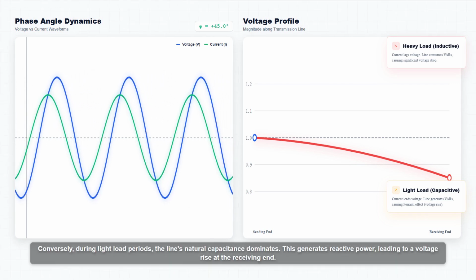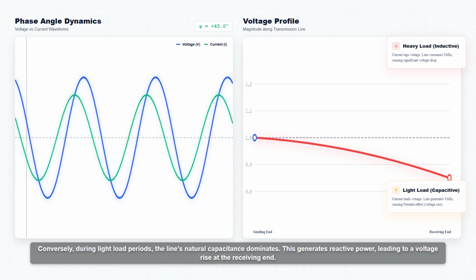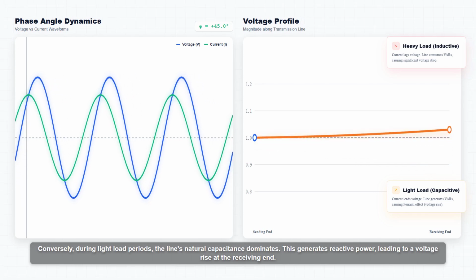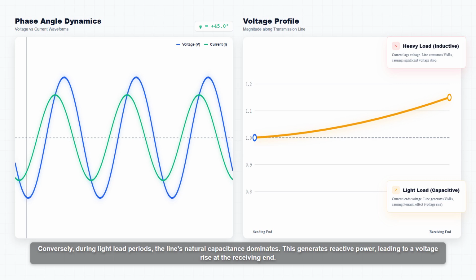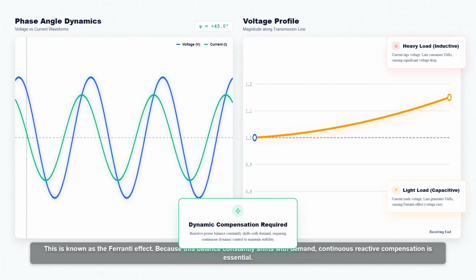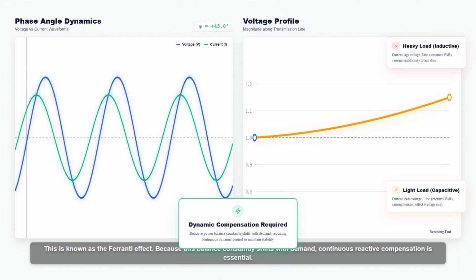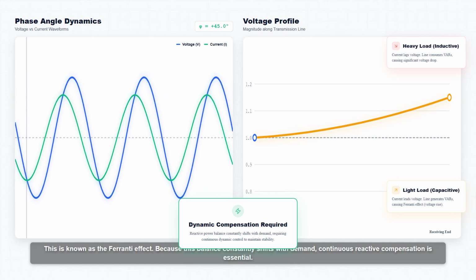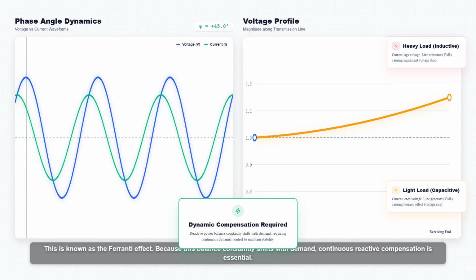Conversely, during light load periods, the line's natural capacitance dominates. This generates reactive power, leading to a voltage rise at the receiving end. This is known as the Ferranti effect. Because this balance constantly shifts with demand, continuous reactive compensation is essential.